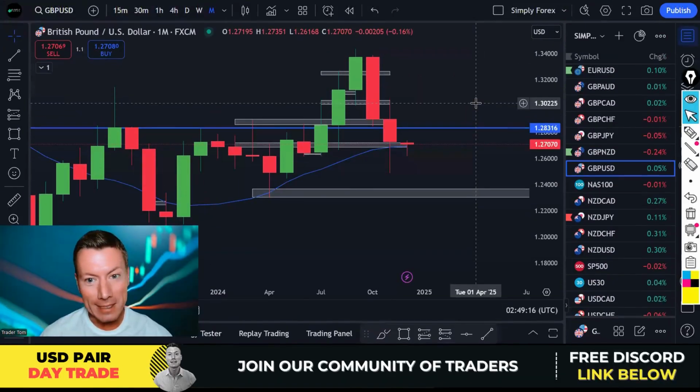Traders, it's pretty slim pickings out there today. Not many trades about, but I've managed to find a trade with one of the US dollar majors.